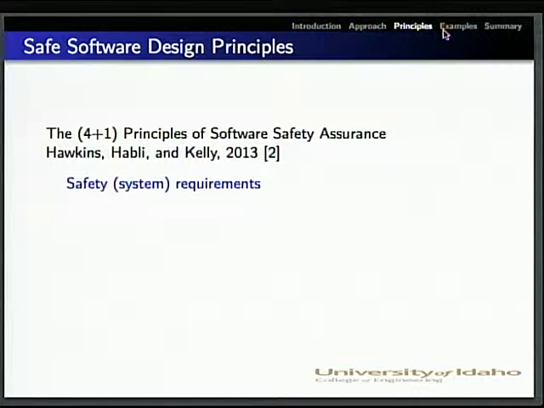So the first one is safety, and I added system requirements. You need to be sure that you adequately gather your requirements, and you adequately gather which are your safety requirements. You could also say you adequately gather your security requirements. What are your security requirements? And then be sure that you establish those adequately, correctly, and completely.